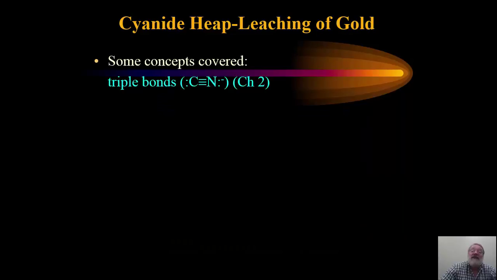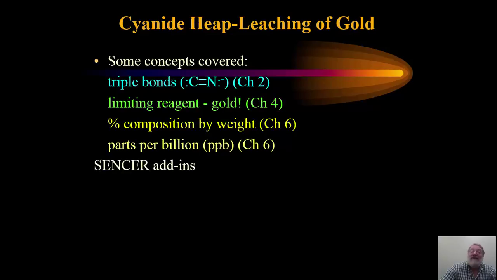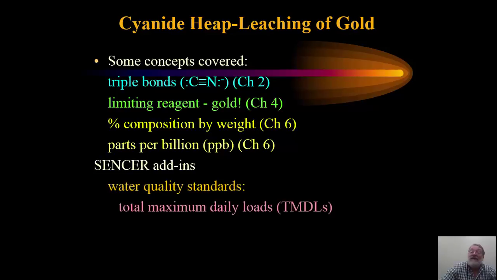Some concepts that I get to cover with this particular topic include triple bonds in the cyanide group. That's from chapter 2. Limiting reagent. Limiting reagent is going to turn out to be gold, no surprise. Percent composition by weight. Parts per billion from chapter 6. And some add-ins that don't normally get talked about in a chemistry course: water quality standards, which include total maximum daily loads, acute versus chronic toxicity standards, acid mine drainage.